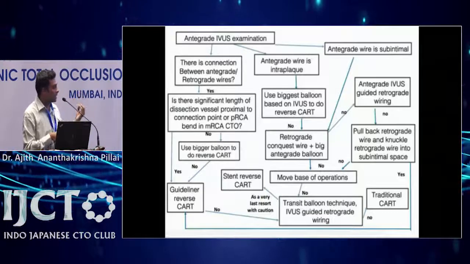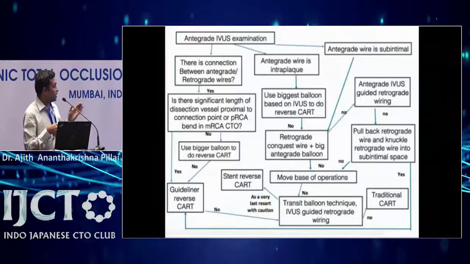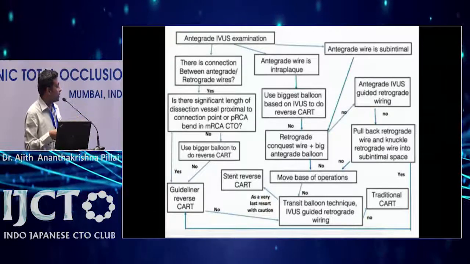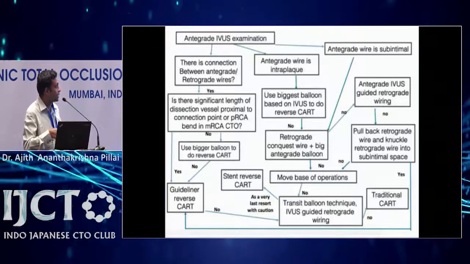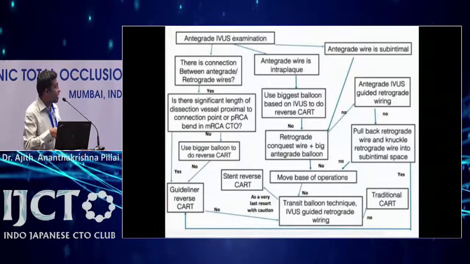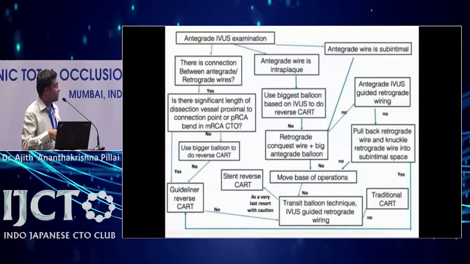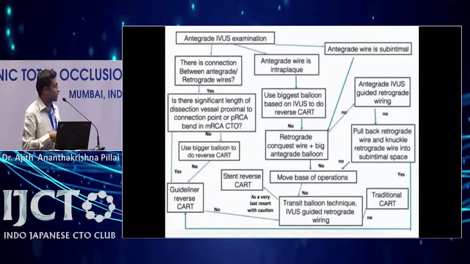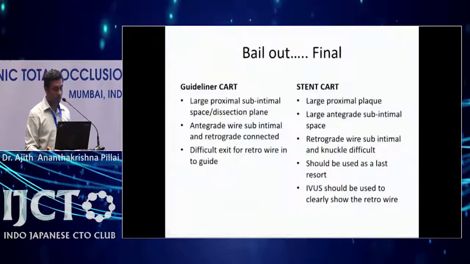The last and the least would be to use a guide liner reverse CART or a stent reverse CART, where you limit the movement of the retrograde wire by pushing a guide liner and trying to advance the retrograde wire into the guide liner. Or you can fix a large subintimal space in the proximal RCA by a stent, and then you try to connect. In the LAD, the left main will come, the circumflex will come, so these issues will be a little challenging.